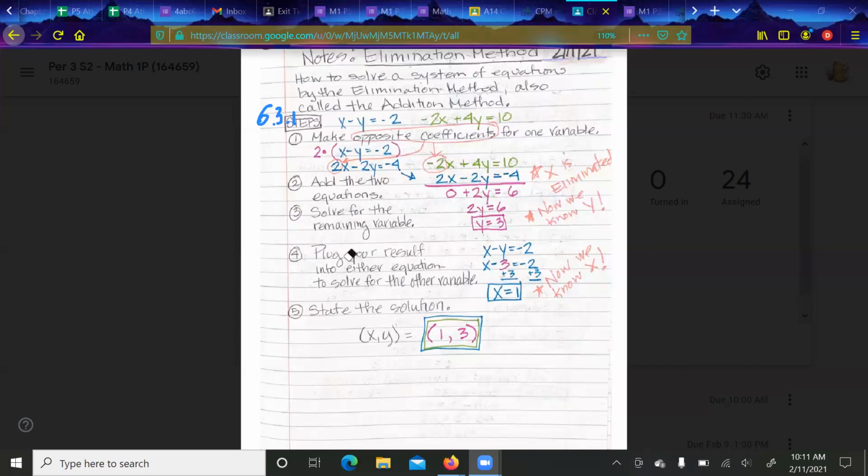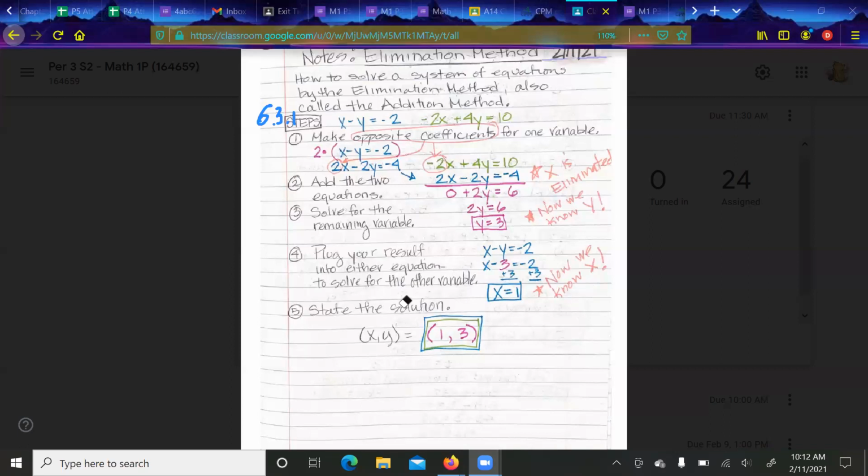Now that we know y, our step 4 is to plug your result into either equation to solve for the other variable. So I can use the blue equation or the gold equation. It looks like Ms. Abramson chose to use the blue equation here, x minus y equals -2. And since we know y equals 3, we're replacing that y with a 3 right there. So we're going to put x minus 3 equals -2. Then we're going to add 3 to both sides, and we get x equals 1. So now we know x. Yay, we have x and y.